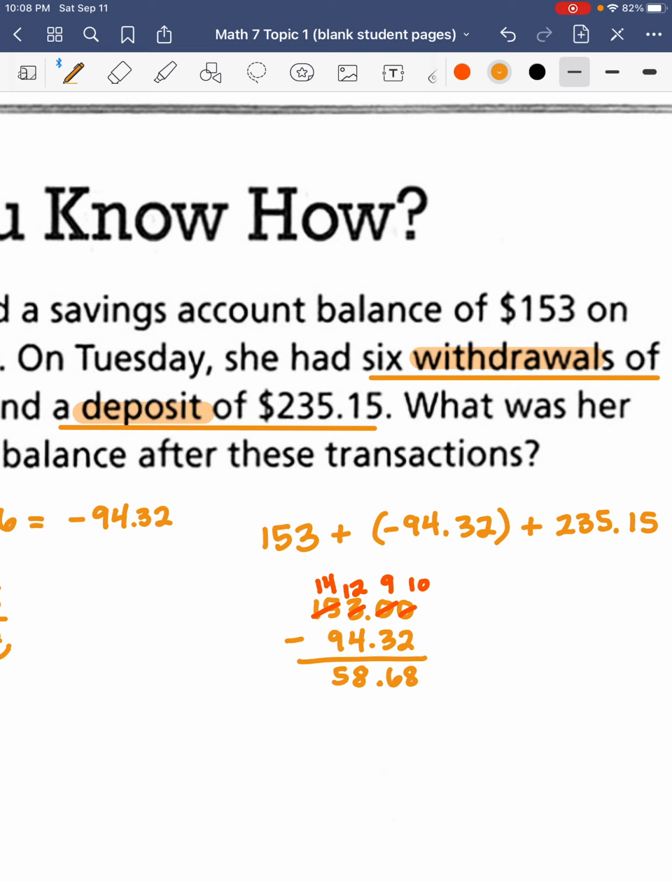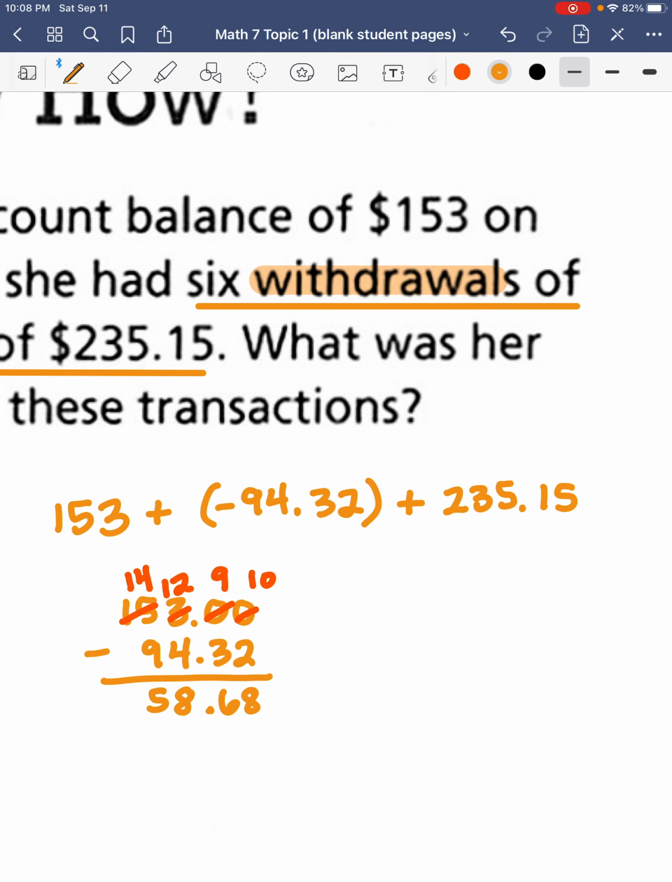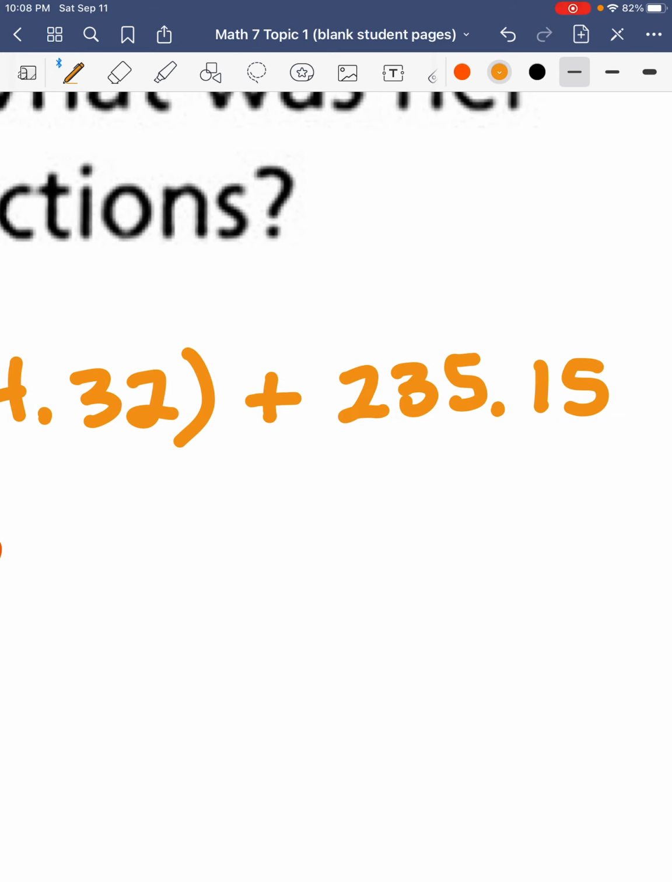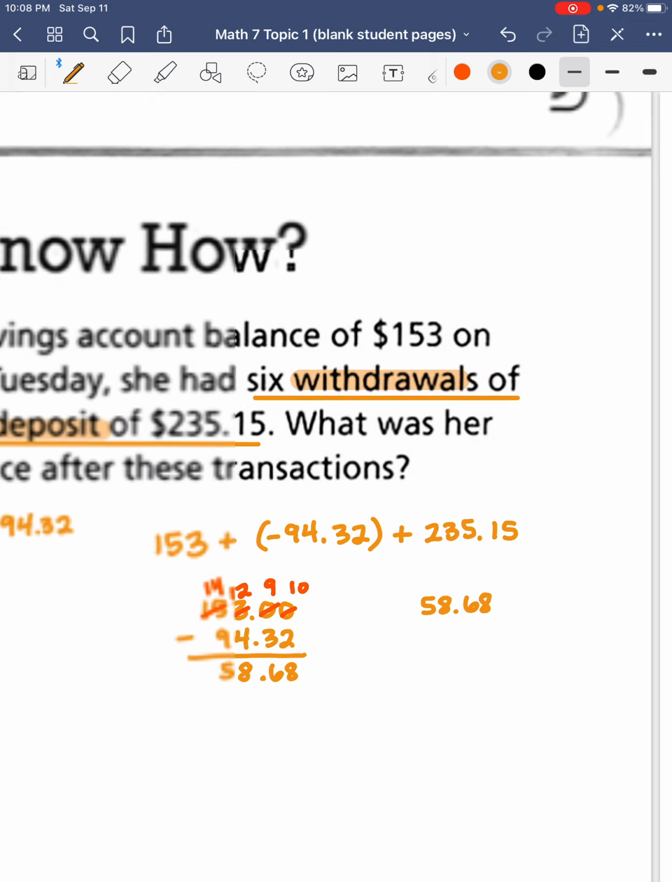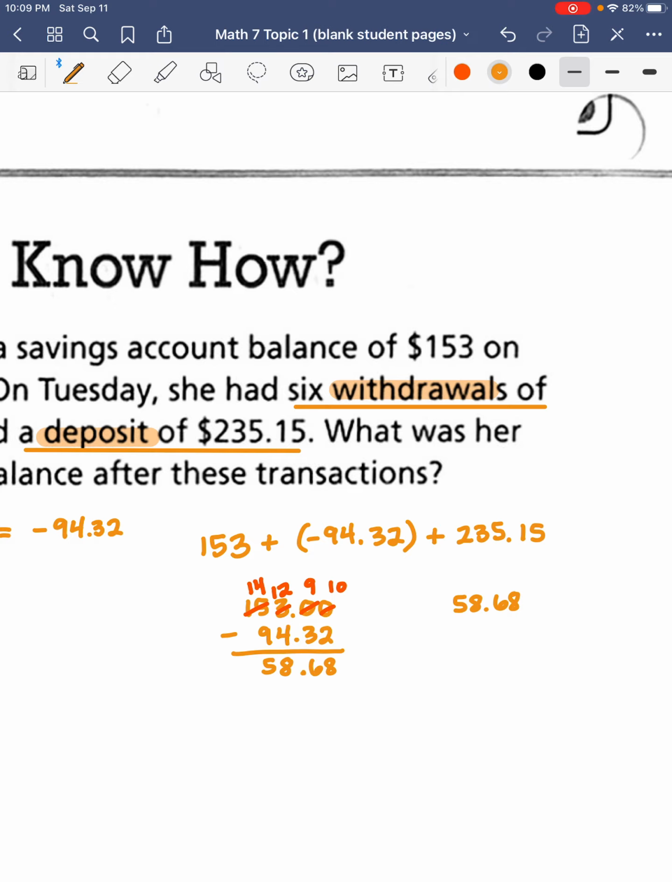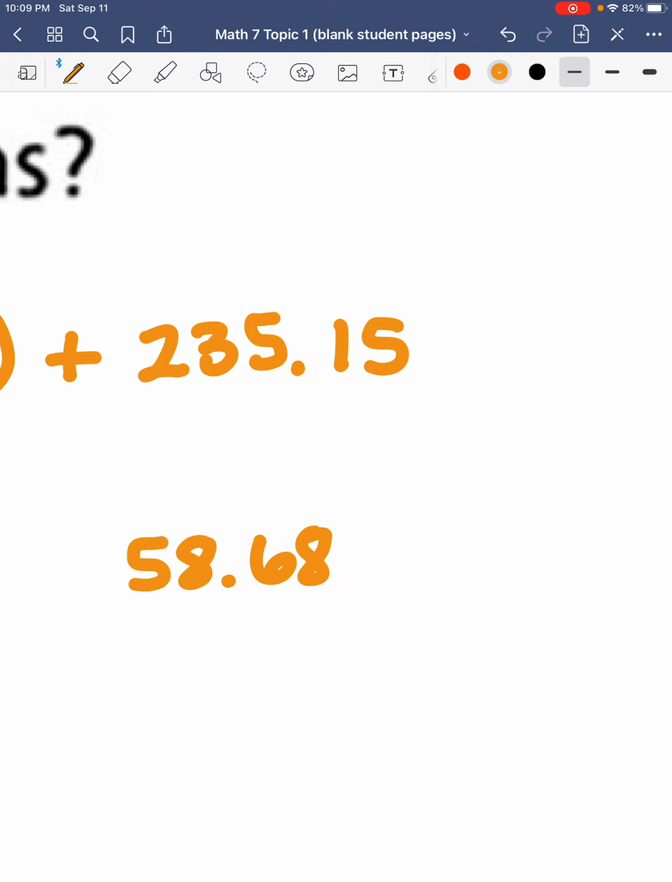But then she added $235.15. So we're going to take 58.68, and that should be positive because our bigger number was positive. And we're going to add $235.15 to that.